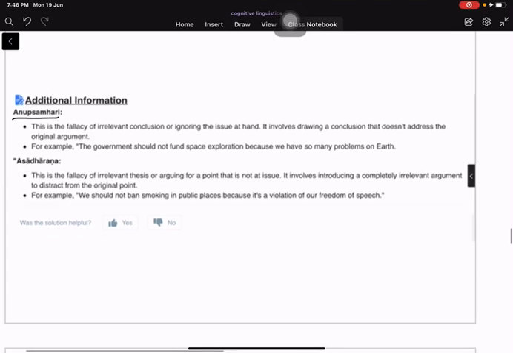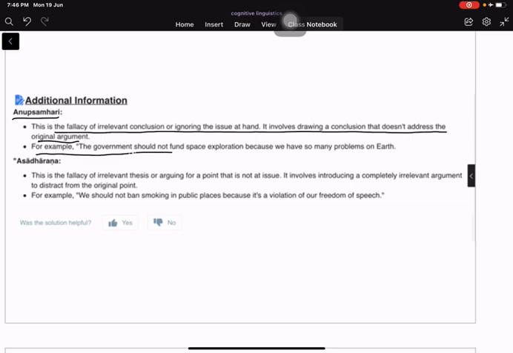Now, Anup summary. This is the fallacy of irrelevant conclusion or ignoring the issue at hand. It involves drawing a conclusion that doesn't address the original argument. For example, the government should not fund space exploration because we have so many problems on Earth. So that's Anup summary, and then asadharan.